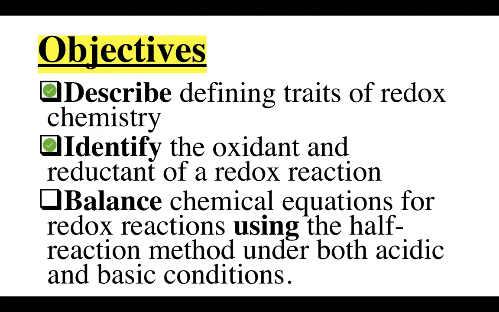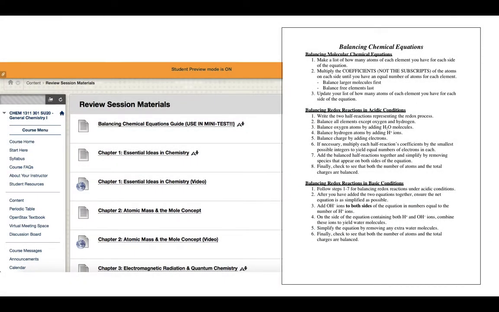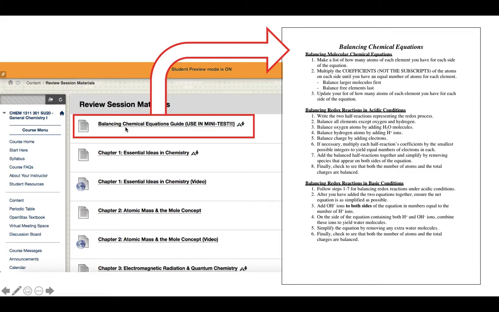In the last video, I showed you how to balance under acidic conditions, and this video will show how to balance redox reactions under basic conditions. Again, I will remind you that there is a handout on balancing chemical equations in the review session materials folder, located under the content tab of Blackboard. I suggest you print this guide, not only to follow during this video because it summarizes all the steps that I will talk about, but also to use on your exams.